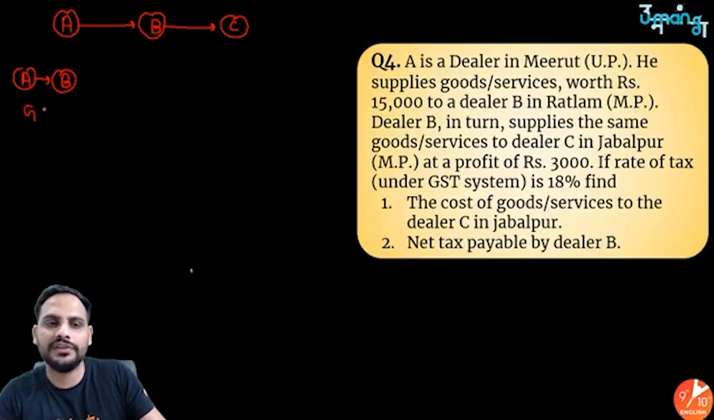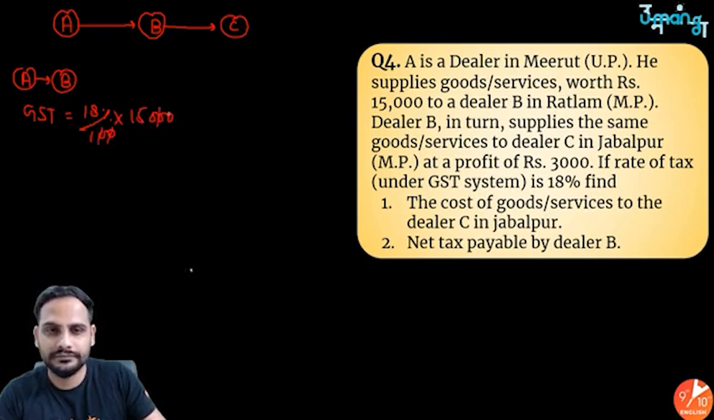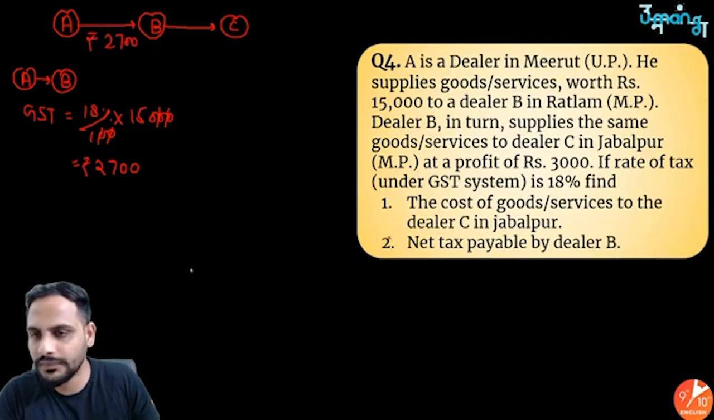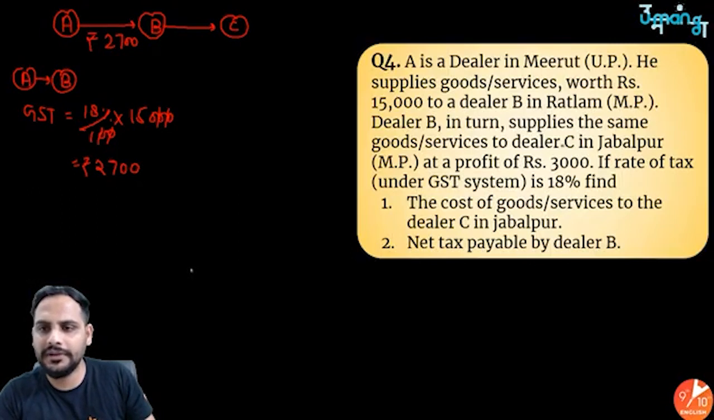So here GST, how much will it be? It will be 18 percent, which means 18 by 100 times 15,000, right? So you will get 18 fives are 90, and two zeros. This is the GST. So here the input GST for B is rupees 2,700. Then they are saying that dealer B sells to dealer C in Jabalpur at a profit of rupees 3,000.